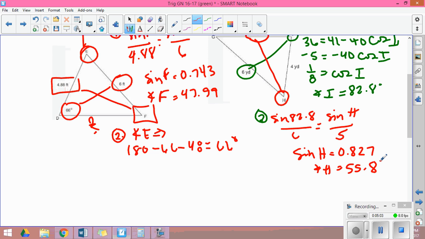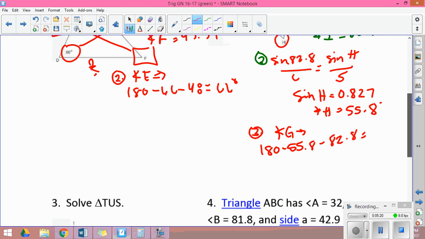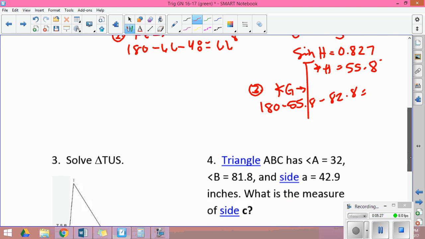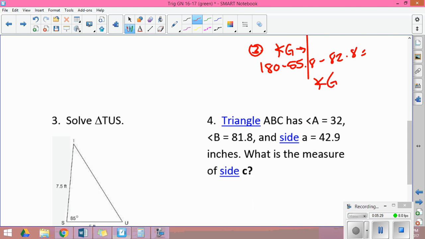Inverse with your calculator, and I find out that H is equal to 55.8 degrees. And so then my third step is to say that angle G, well, that is going to be 180 minus 55.8 minus 82.8. And if you want to do the law of sines again and use the adding up to 180 as a check, that's a perfectly reasonable strategy. And we're going to find out that angle G is equal to 41.4 degrees.